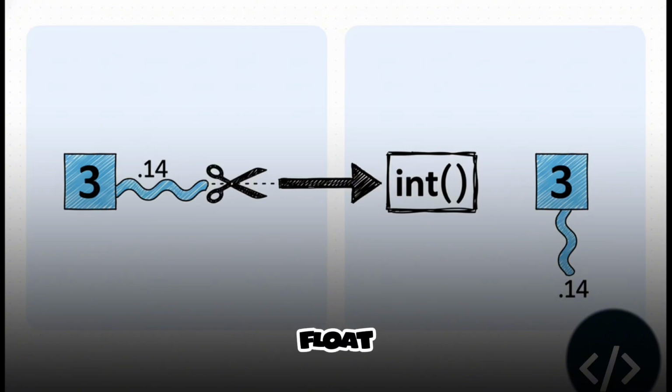Let's say we have the float 3.14159. If we convert it to an integer using int, Python doesn't round it. It just straight up truncates it. It just chops off everything after the decimal point, leaving us with 3. That's a really important detail to remember, because you do lose that precision.